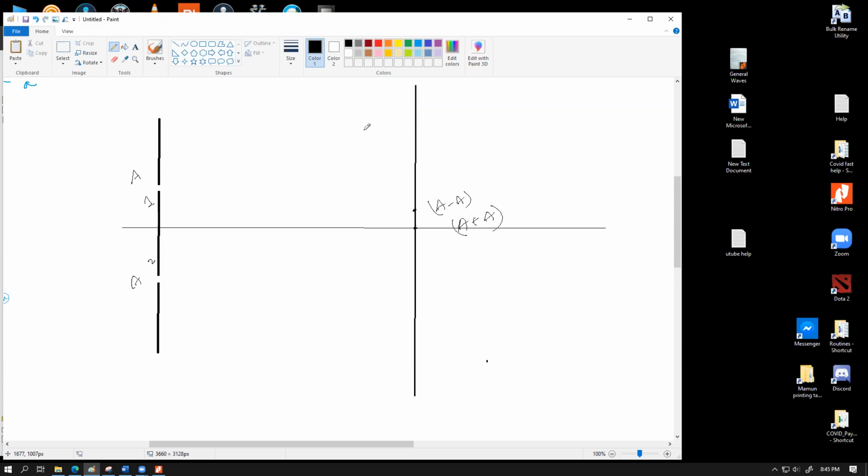What if we now keep the slit separation same? We're going to keep the slit separation same. Keeping the slit separation same means we're going to keep the center to center distance exactly equal, but we're going to make one slit bigger.